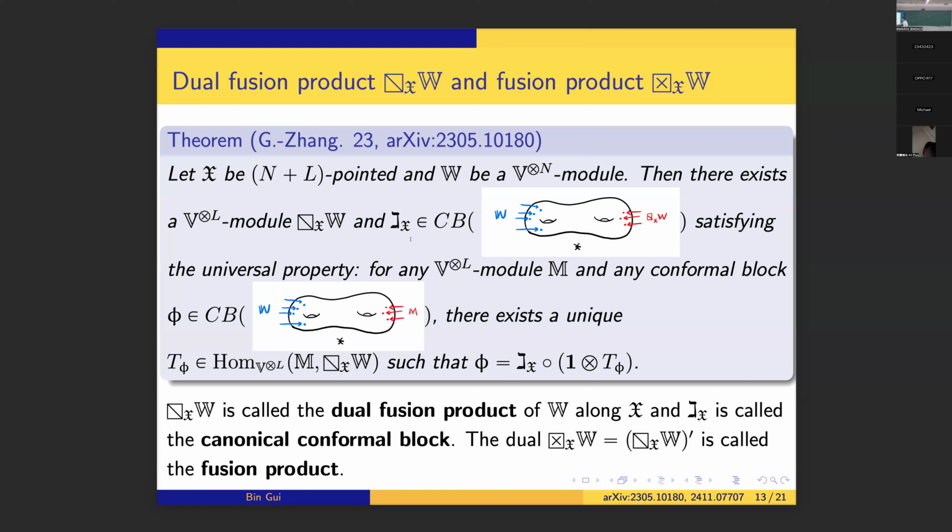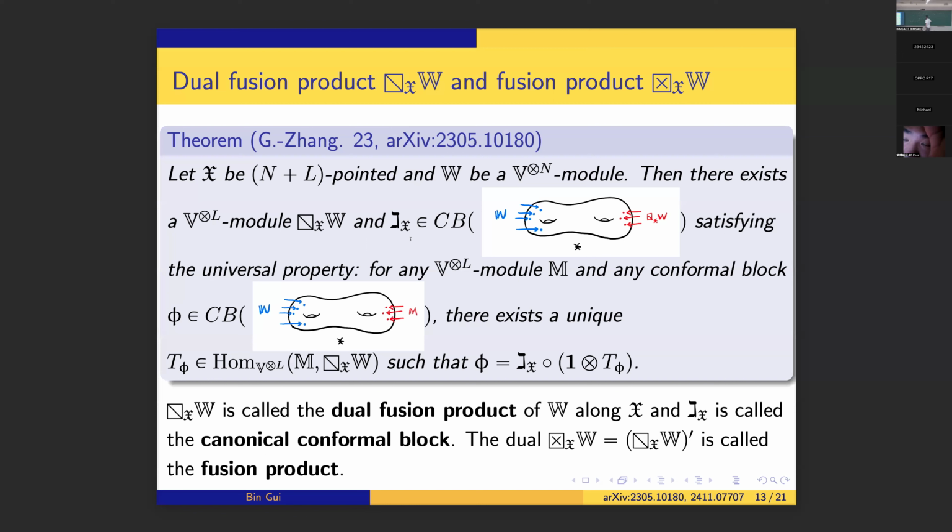So in some sense, you can use the homomorphism to represent any conformal block on the right-hand side. This really looks like, if you recall the definition of, let's say, the tensor product over a field or a ring, very similar to the definition of tensor products of modules over a ring, right? So this is a dual tensor product, or more precisely, the dual fusion product of W along this geometric data, the Riemann surface X, and this F is called the canonical conformal block. The contragredient of this dual fusion product is called the fusion product.